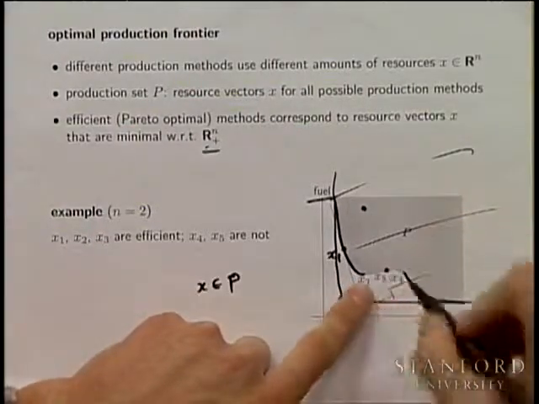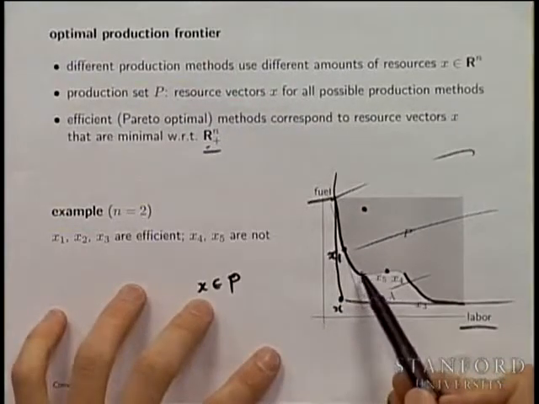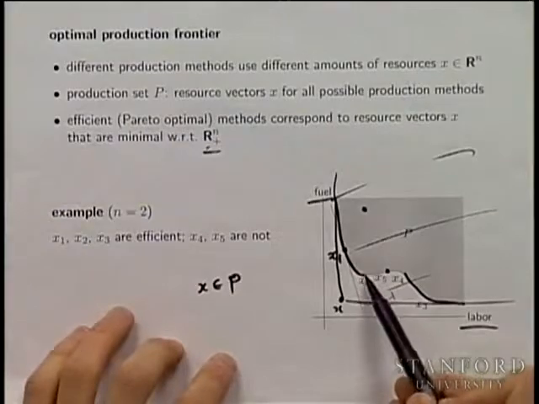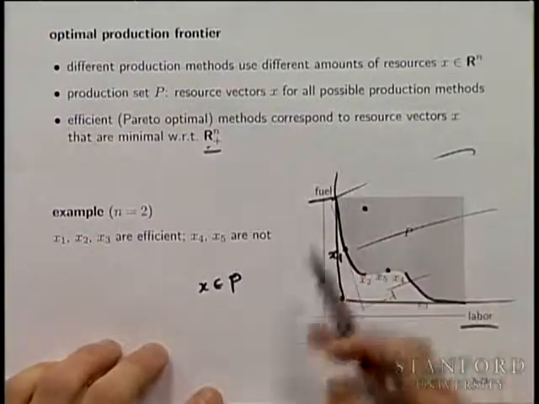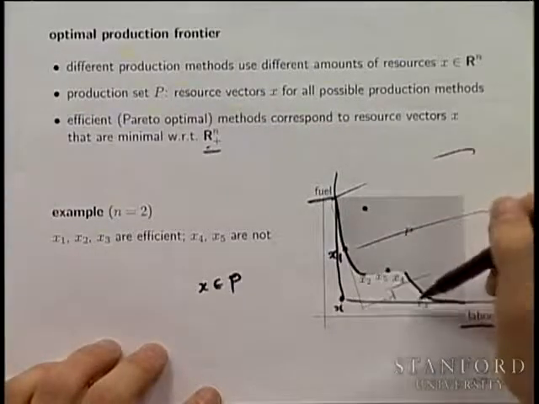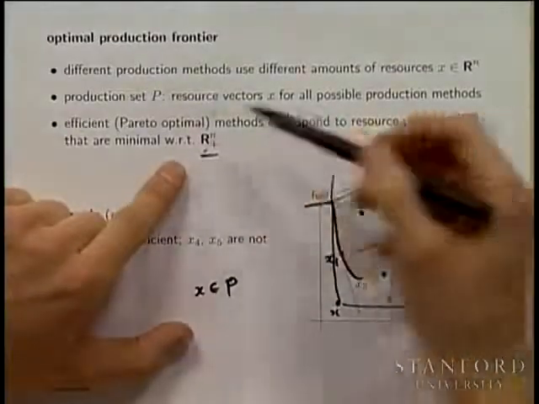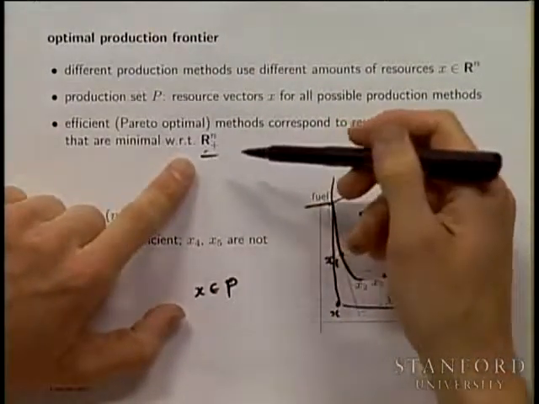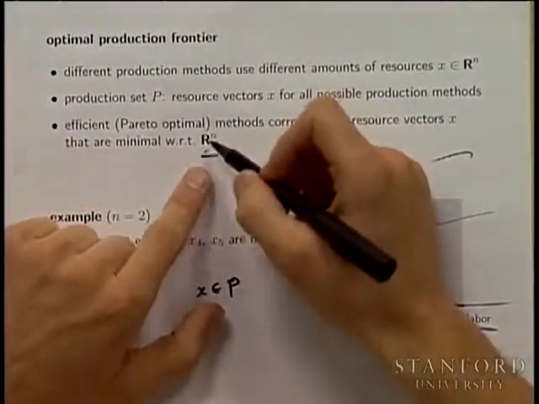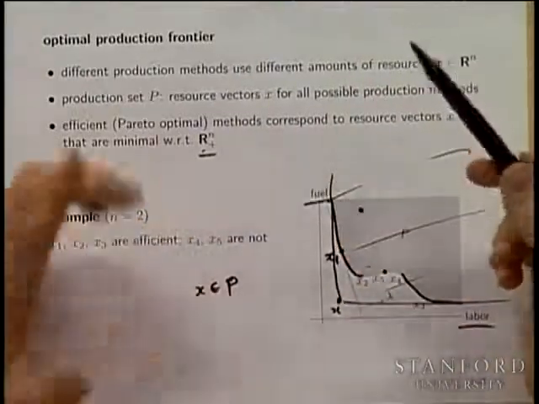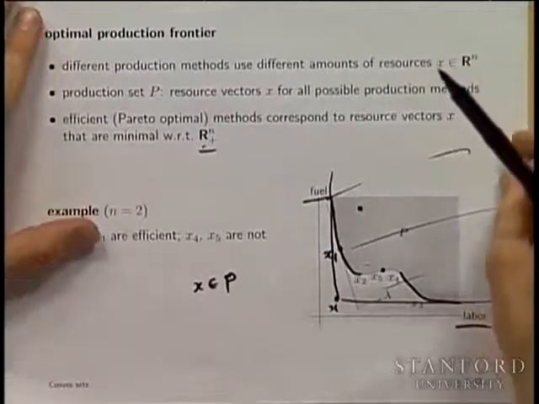Now, the problem with x5 is we can produce at x5, but we could produce at x2, and we would use less labour and simultaneously less fuel. So there'd be no point in picking the method x5 if this was all the parameters involved. So x1, x2, x3 are efficient, and x4 and x5 are not. You can think about these as being minimal with respect to R plus to the n. And there are other ways that we might be interested in a different cone, and there might in fact be a minimum for a different set. But this is just tying at least one of these things into a practical application.